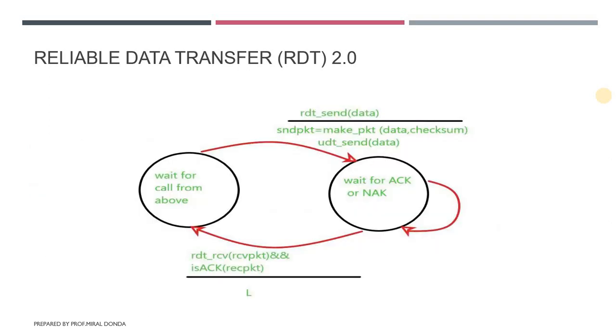This is the figure. One side is the sender and the second side is the receiver. The rdt_send method is used to send the data, and the rdt_receive method is used to receive the data. In this cycle, after sending the data, it waits for acknowledgement. If it is positive, then no worry. If it is negative, then it resends the packet. This is how the process works.